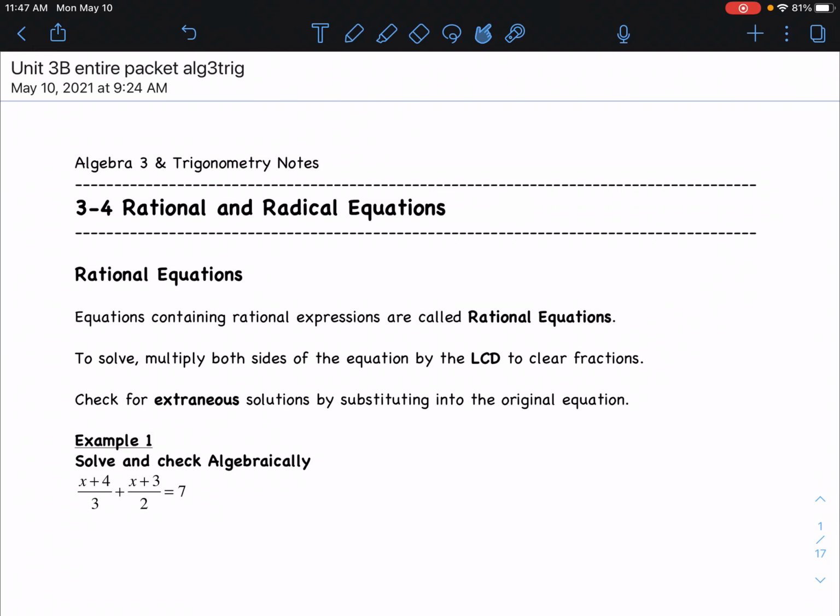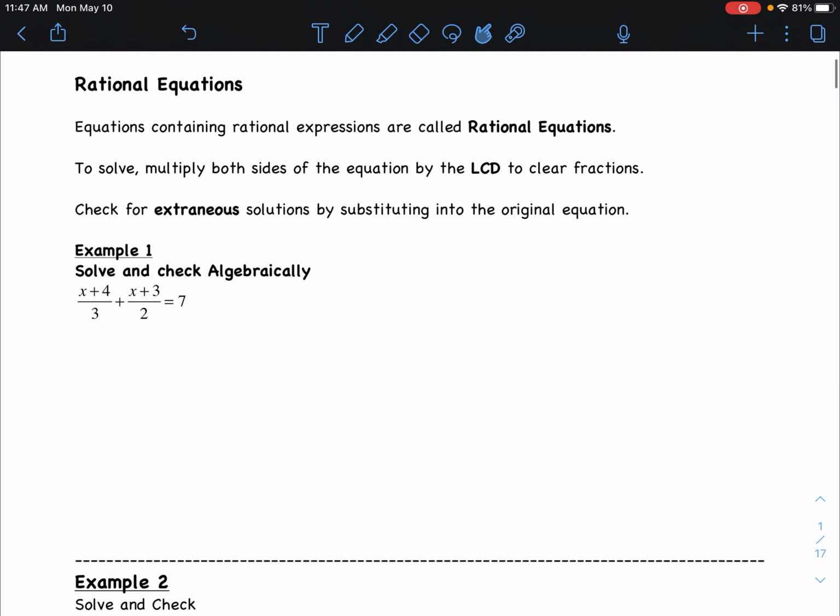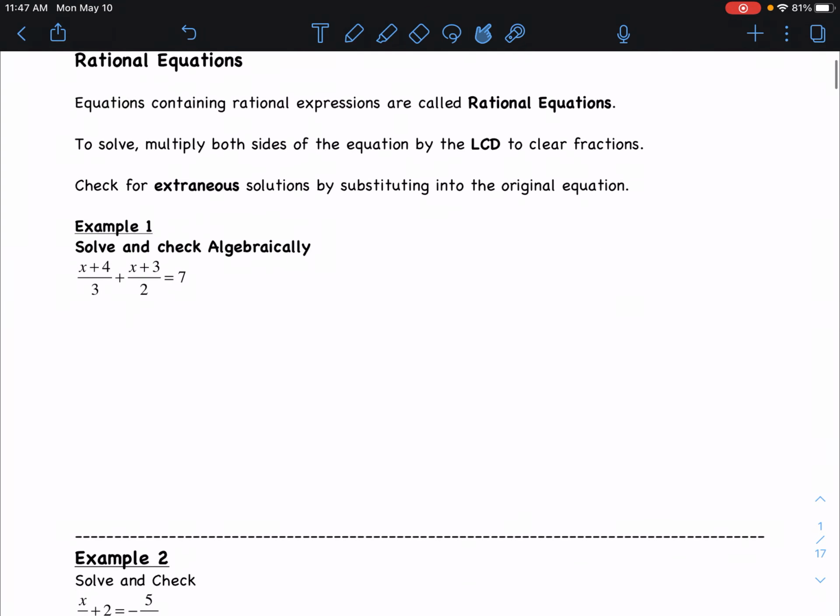Alright guys, we are starting a new packet today, Unit 3B, also known as Section 3.4. This section has what we call rational and radical equations, but we're not going to do radical equations for another day or two. So today we're just going to focus on what we call rational equations. You can see some examples here.